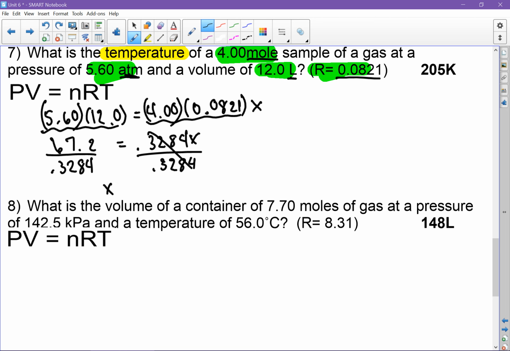This cancels. X equals 204.628 something, and then we're going to check our sig figs. We had 3 sig figs, 3 sig figs, 3 sig figs, 3 sig figs, so our answer should have 3. That's right here at the 4. However, because of the 6 that's after it, I have to round the 4 up to a 5. That makes my answer 205, and since we were solving for temperature, the unit for temperature is K for Kelvin.